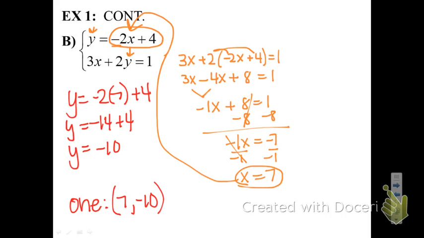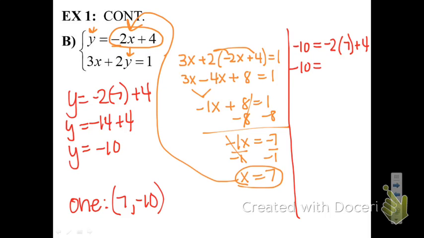Now, the last thing that you're going to want to do is to check that solution in both equations. If it doesn't work in both equations, then it's not the correct point. So we try the top one, and I'll do it over here. In the top one, we're going to put negative 10 in for y equals negative 2 times x. x was 7, plus 4. Now we've kind of done this already. We get negative 10 equals negative 14 plus 4, which is negative 10. So we know it checks in the top one.